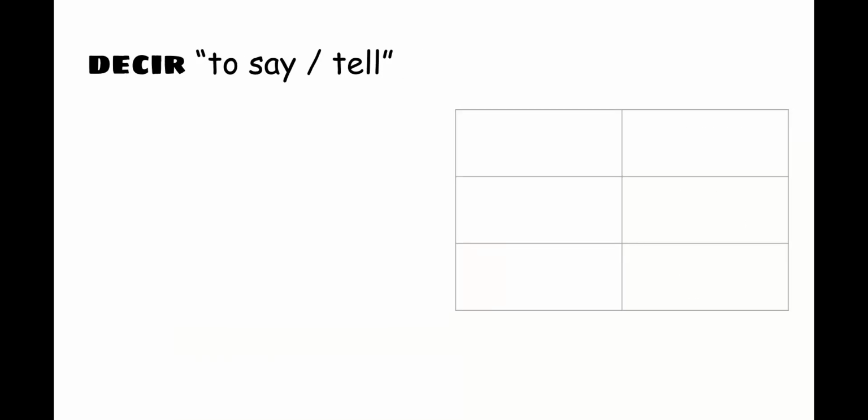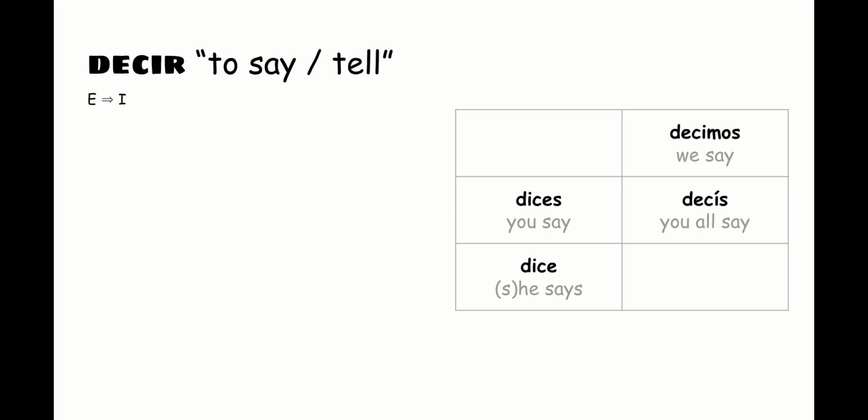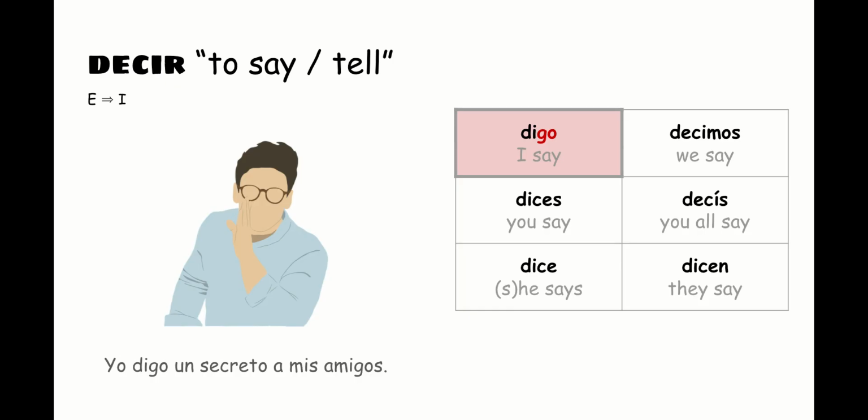Decir means to say or tell. So when we're doing this one, it's important to remember that it's an E to I stem changer. So when we conjugate it in the tú form, we say tú dices, ella dice. Don't stem change in nosotros and vosotros, so we have decimos and decís. But then in the ellos form, we are going to stem change and say dicen. The yo form is irregular with a G, so we say yo digo, I say, or tell. So I could say, yo digo un secreto a mis amigos, I tell a secret to my friends.